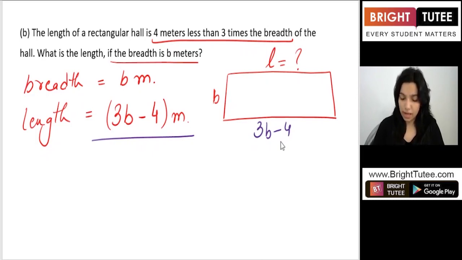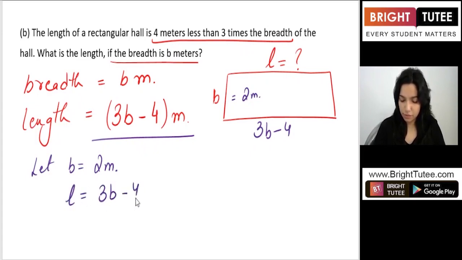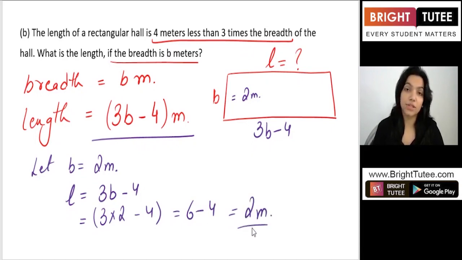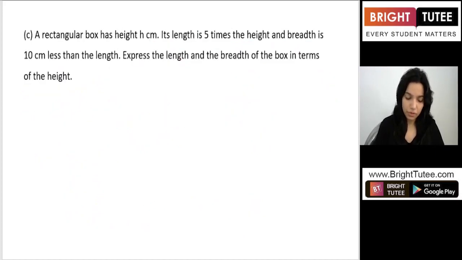Okay. Now if say I'm giving you the value of breadth as say 2 meters. Okay. So let b is equal to 2 meters. So let us find what is the value of length. Here I have given you that this breadth is 2 meters. So length here is 3 times b minus 4. Let us keep the value. So 3 times 2 minus 4 we need to do, right? So 3 times 2 is 6 minus 4 is 2 meters. Well, these are just assumed values that we have taken. We can keep any value for b. Moving to the next question.